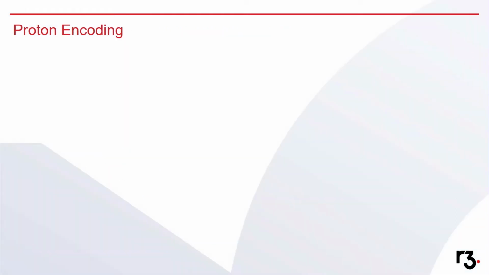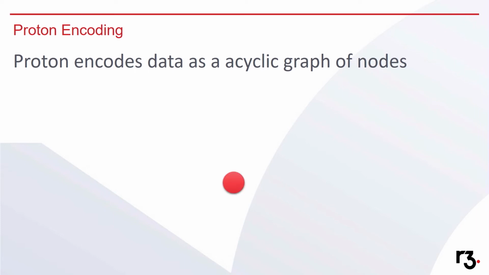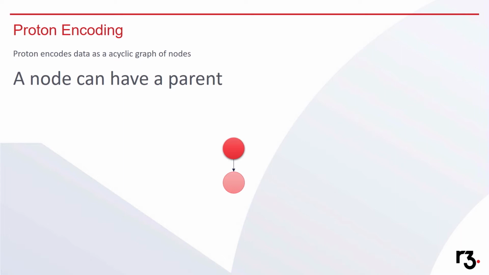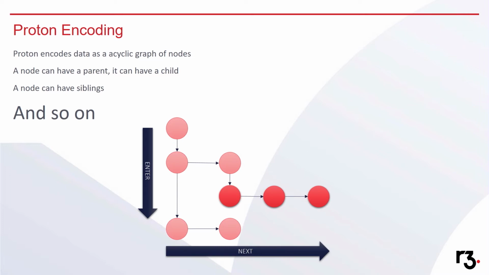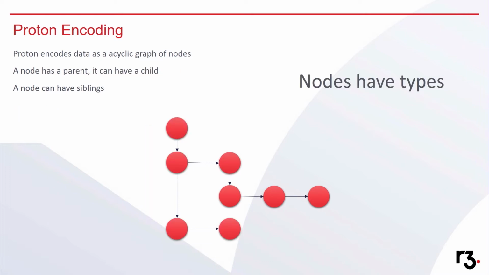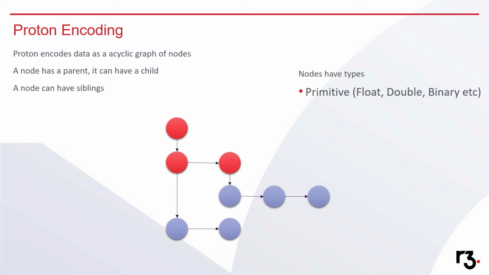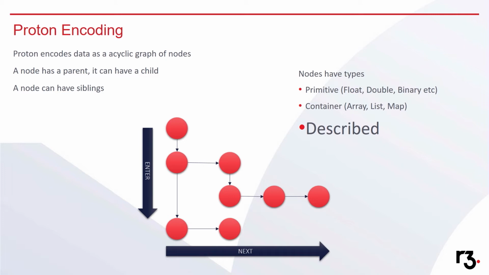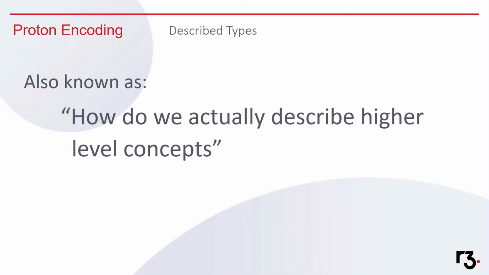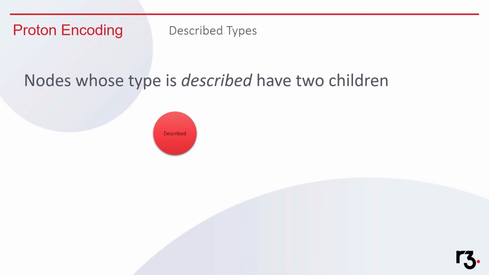So what is Proton encoding? Well, Proton encodes data as an acyclic graph of nodes. Nodes have parents, they can have children, they can have siblings, and so on and so forth. Nodes have types, this is how we distinguish the data in a tree. They can be primitive, they can be floats, longs, doubles, strings. They can be containers, lists, maps, arrays. Finally, most importantly, they can be described types. Now, a described type is basically how we give meaning to sections of this tree when we only have primitive concepts to describe them. Now, described types have 2 children.